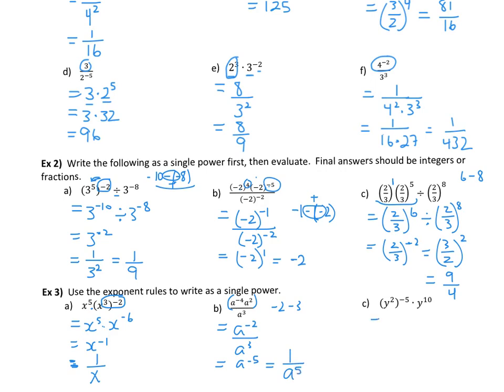And the last example here, power of a power has to happen first. We're going to get y to the -10, and that's multiplying y to the +10. -10 add 10 would be 0, so that's going to be y to the exponent 0, which we know anything to the exponent 0 equals 1.